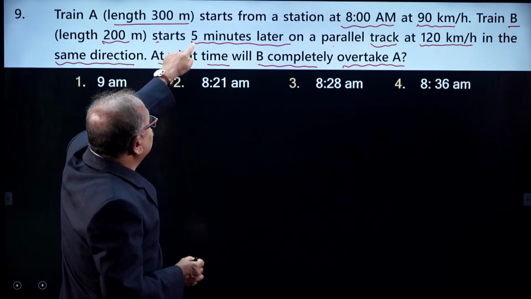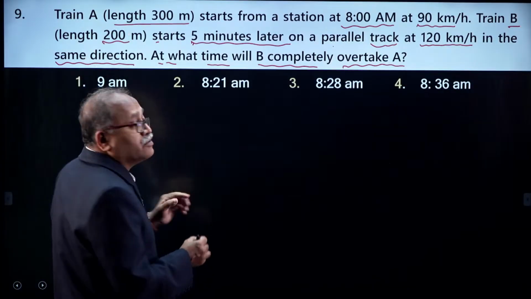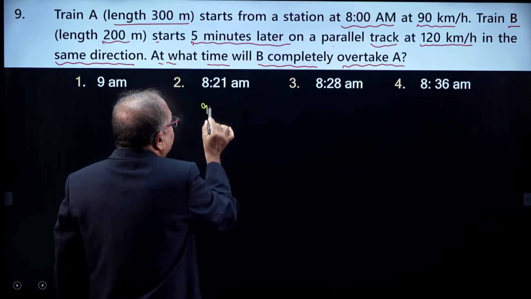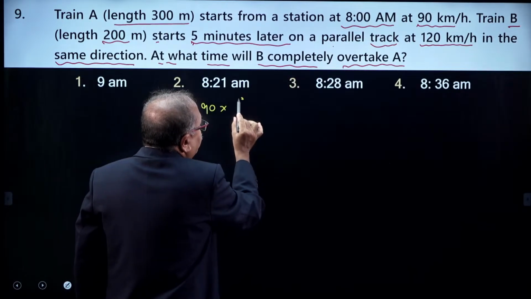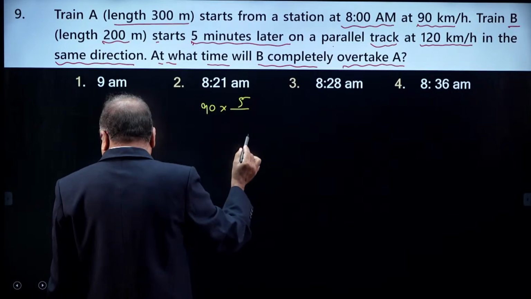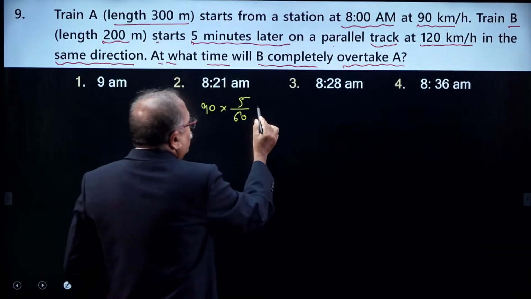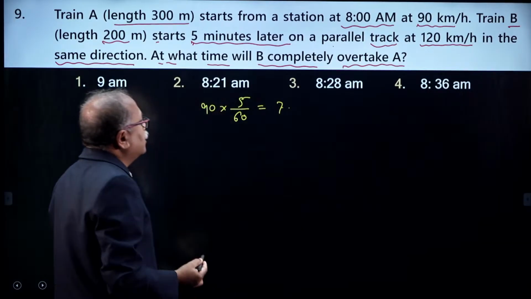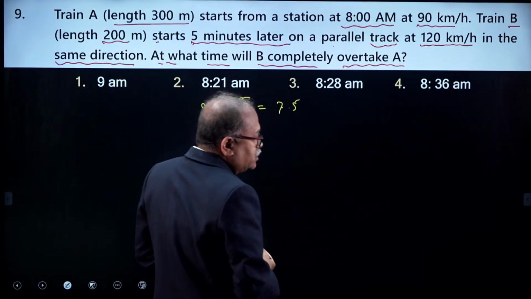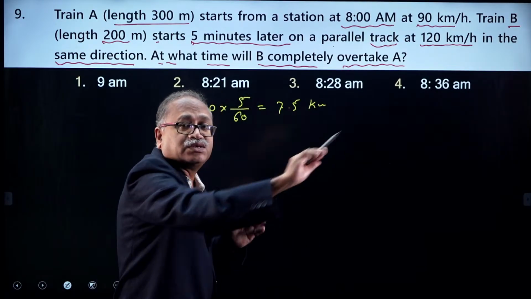The second one, B, starts after 5 minutes. So by that time, what distance will A cover? Speed is 90 km per hour, and in 5 minutes, that is 5 by 60, which is nothing but 1 by 12. 90 by 12 is 7.5 kilometer. So the distance is increased.